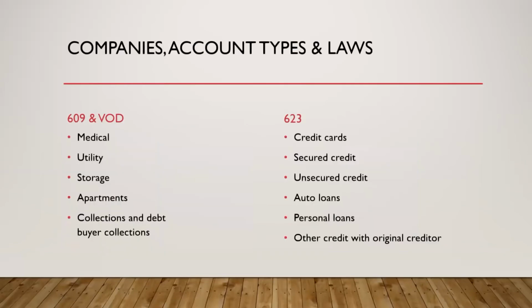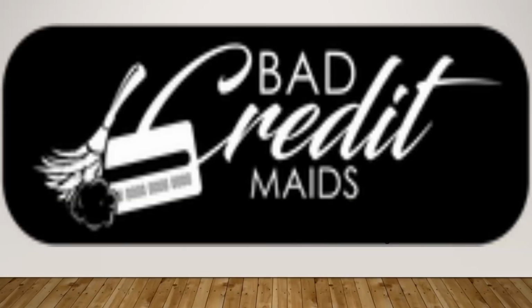All right. Companies, account types, and laws, just to separate them so you know which one to use. 609 and VOD are for medical, utility, storage, apartments, collections, and debt buyer collections. The 623 is for credit cards, secured cards, unsecured credit, auto loans, personal loans, and other credit with the original creditor. So you're looking at collections versus original creditors. You guys need to keep them separate and you need to know what you're talking about. And to the bureaus, I didn't need to put the section on here because you hear me say it all the time: keep it unique, keep it short. You're a real person. You're just a regular old Joe or a regular old Jane, and all you're looking to do is get this crap off your credit.